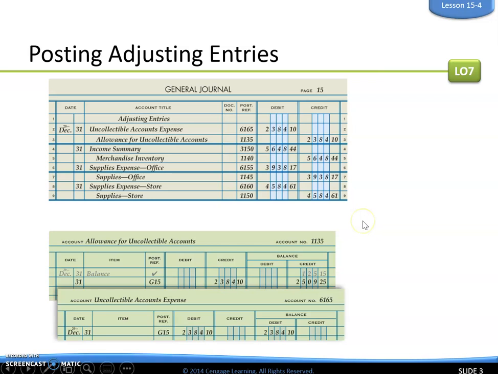So just like we always do when we're posting, we're going to start with our date. We're going to then put in the post reference. In this case, we're using G15, which stands for General Journal, page 15. And then we're going to put in the corresponding debit or credit to each account. So here they're showing us that we have a debit to our uncollectible accounts expense, and then we find our new balance. Here they're showing us the credit.